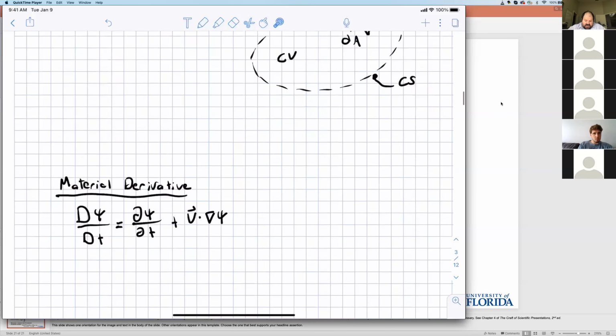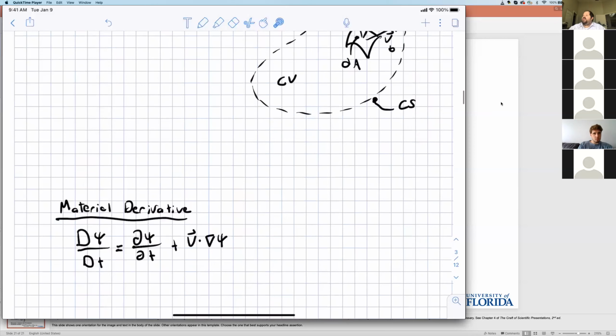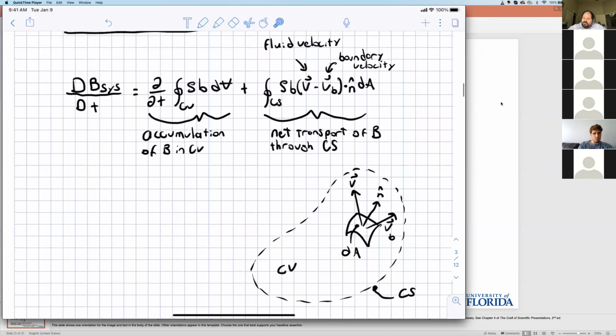So on Monday, we will start applying this Reynolds transport theorem to derive the governing equations. And I'll be posting a homework fairly soon.